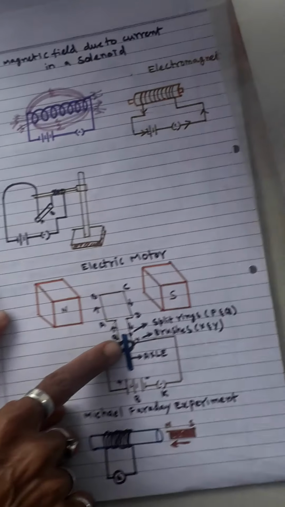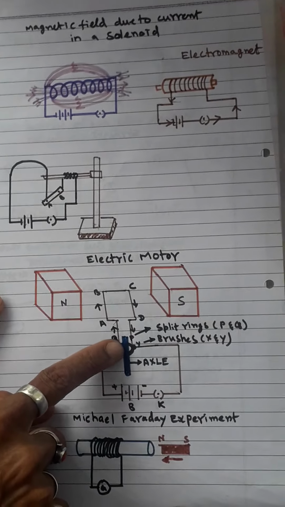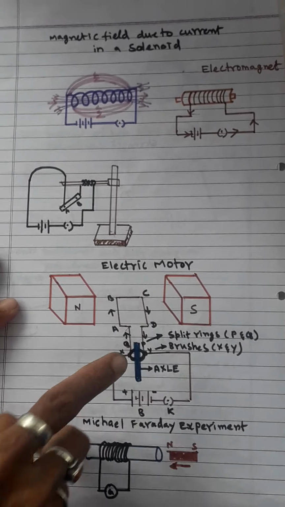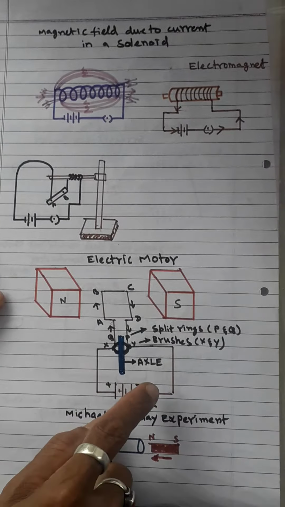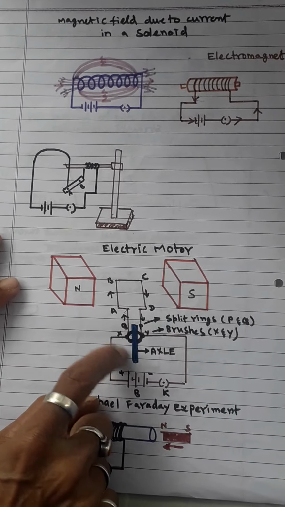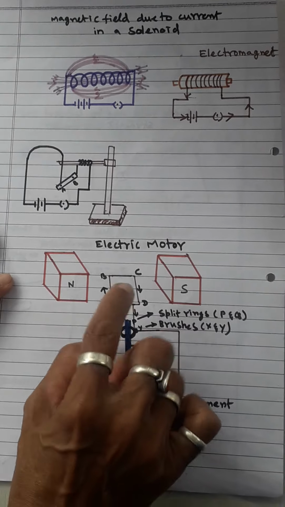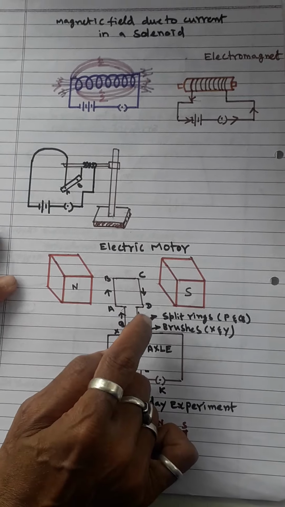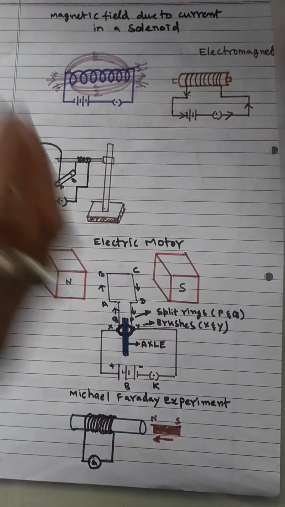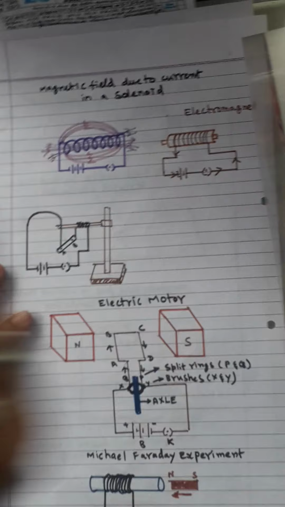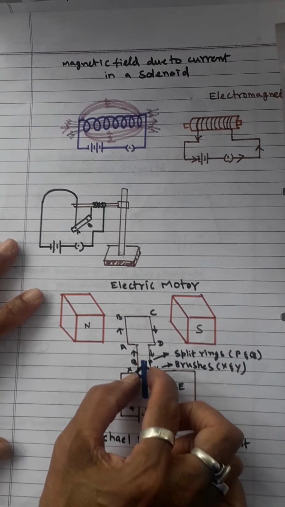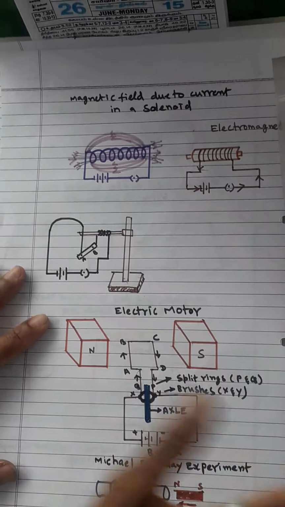So what is the purpose of the split ring? The split ring is nothing but a commutator. What the commutator does is make the current flow in a uniform direction. Because it is converting AC into DC current, the coil rotates in the same direction. Otherwise, just imagine a fan rotating one time like this, another time like this. Then how would we get air? We would not get any air at all. So it has to rotate in the same direction. That is why we use this split ring, which converts into DC current.